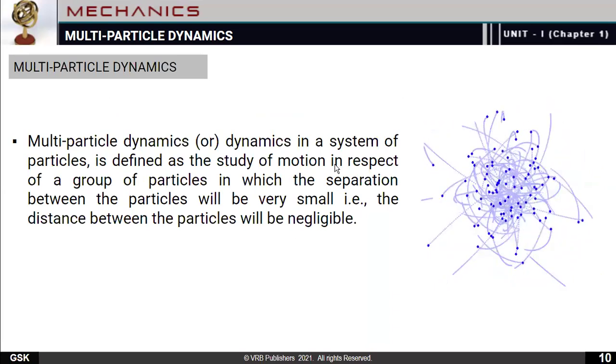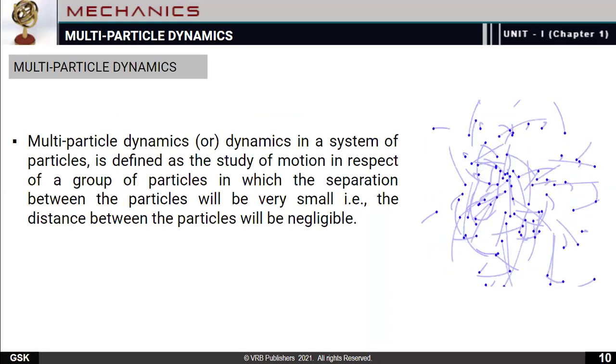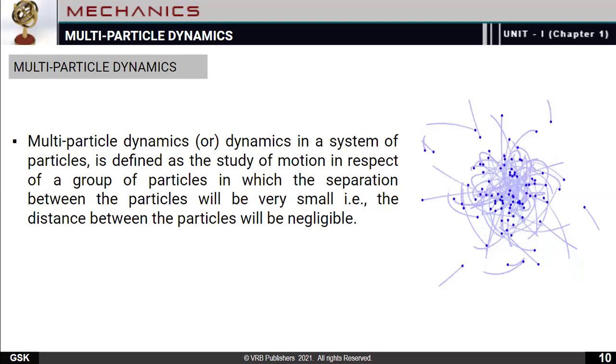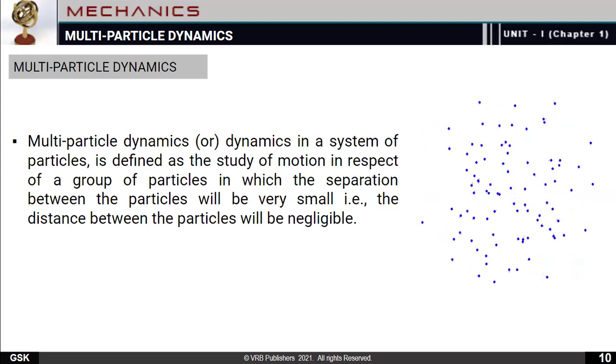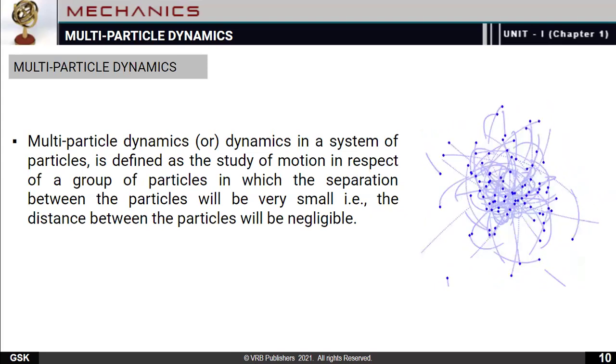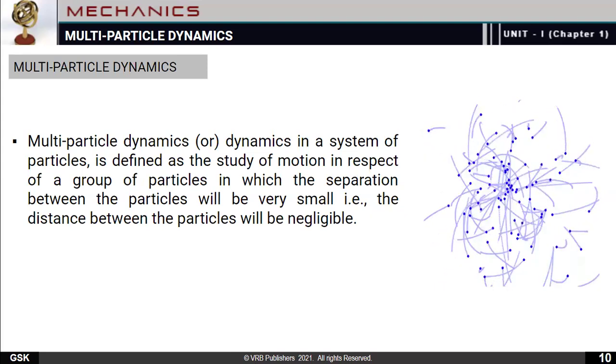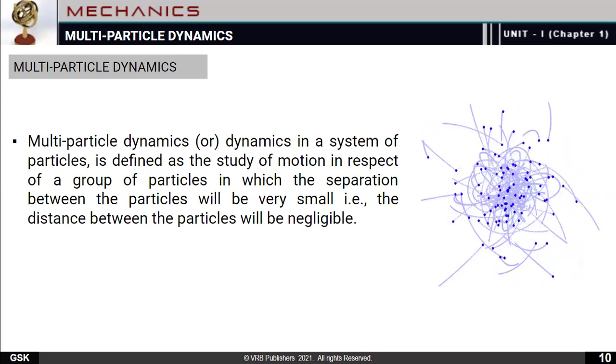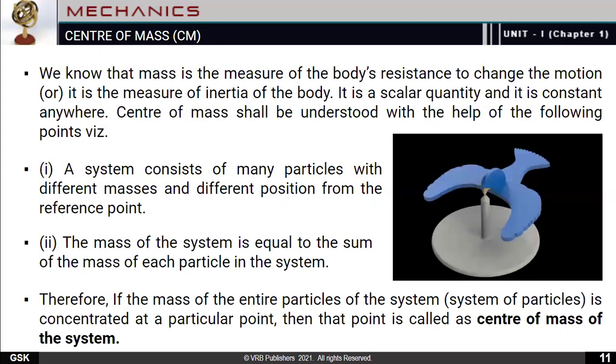Coming to multi-particle dynamics, it is a system of a number of particles. It is defined as the study of motion of a group of particles in which the separation between the particles is very small, that is, the distance between the particles is negligible. We know that mass is the measure of a body's resistance to change in motion, or the measure of inertia of the body. It is a scalar quantity and it is constant anywhere.